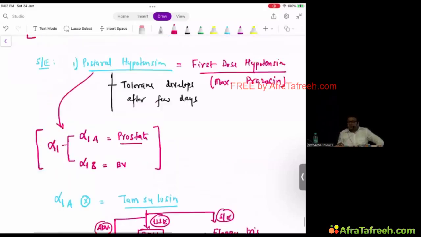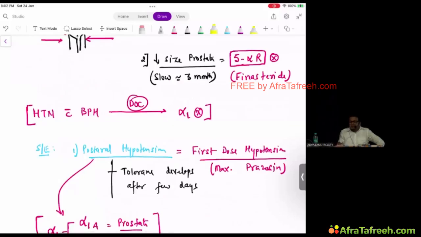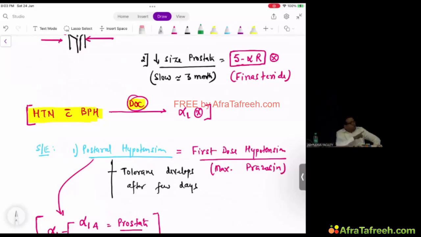BPH. Again I will ask you, please remember, if you are asked now, hypertension with BPH, drug of choice. First option is given doxazosin, second option is given tamsulosin. Now which one will be a better drug? Alpha 1 blocker. You are given two options. One is doxazosin, a zosin drug, one is tamsulosin. What will be your choice now? How many of you say doxazosin? Raise your hands. Majority.